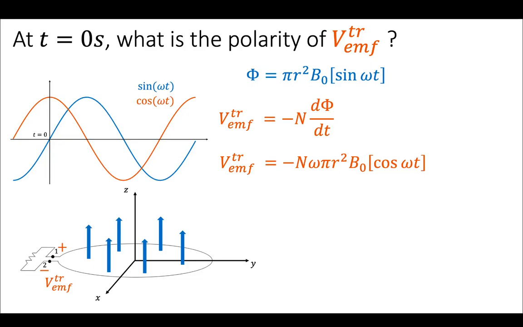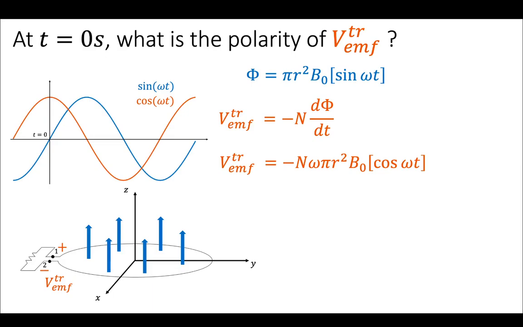Okay, so what is the polarity of the transformer EMF at time equals 0? So we have the magnetic flux in blue changing as sine omega t, and we have the transformer EMF changing in red based on cosine omega t.